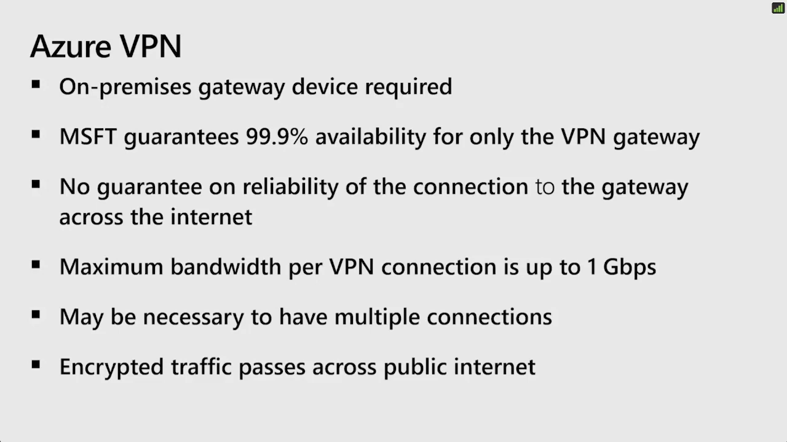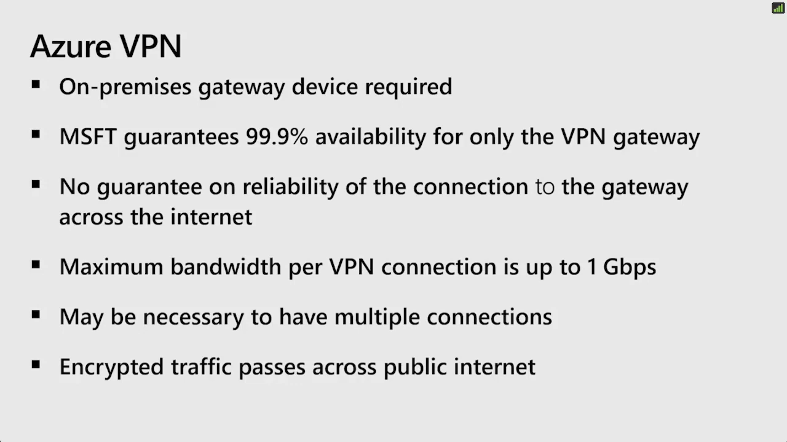But Microsoft manages this VPN connection and guarantees 99.9% availability for the VPN gateway service in Azure at the Azure end. It's important to remember that there's no guarantee on the reliability of the connection to that gateway in Azure as it crosses the internet. So there are a significant number of networking components that are outside of Microsoft's control, which could affect that VPN reliability.